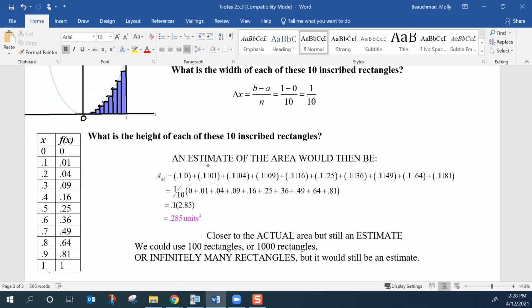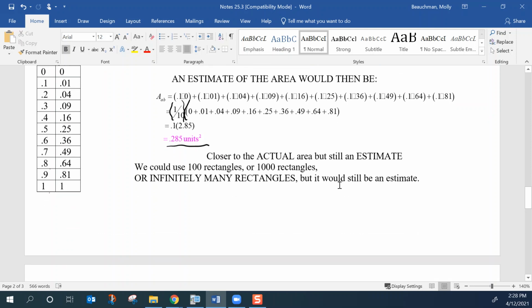Then we can estimate the area by adding together all of the rectangles. So we get 1/10, which is the width of the rectangle, times each of the heights added together. The height of the first rectangle is 0, second is 1/10, third is 4/100, etc. And we get an estimate of 0.285 square units. So that's closer, but still an estimate. The way that you get a more accurate estimate is by making more and more rectangles in this case.